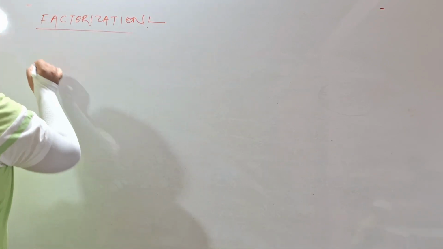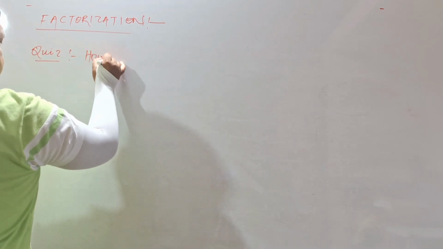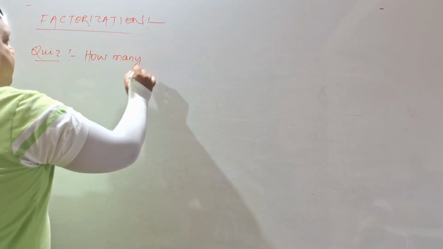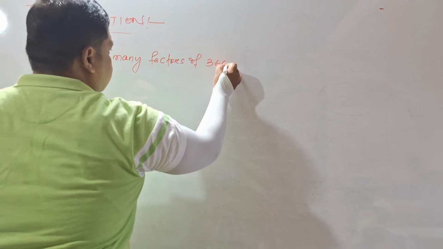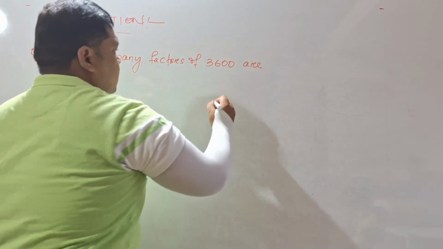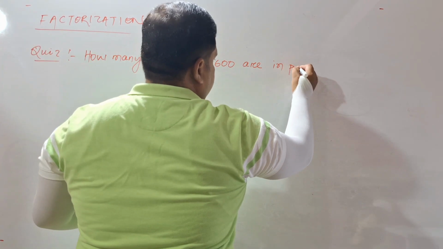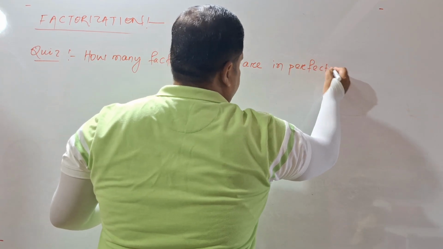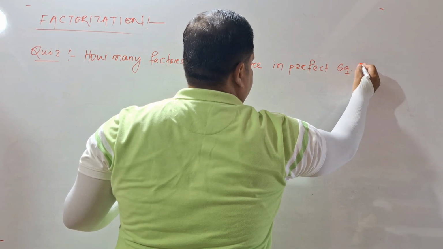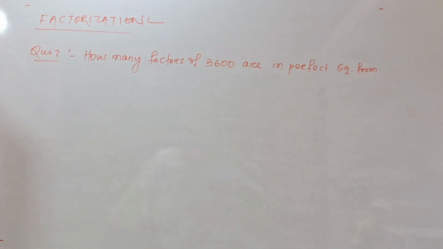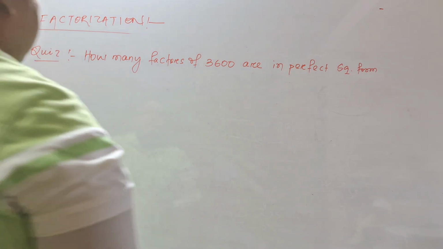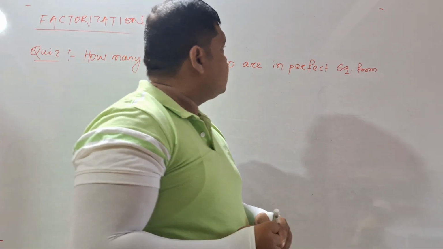Okay, next question you write. How many factors of 3600 are in perfect square form? Right side it is visible once again. Perfect square form, clear. How many factors of 3600 are in perfect square form?